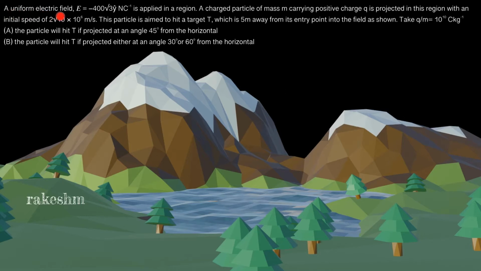A uniform electric field E equals to minus 400 root 3 y cap Newton per coulomb is applied in a region. In the question he has given that minus y cap is downwards, so the electric field is acting vertically downwards, as you can see here. A charged particle of mass m carrying positive charge q is projected in this region with an initial speed of 2 root 10 into 10 power 6 meter per second.